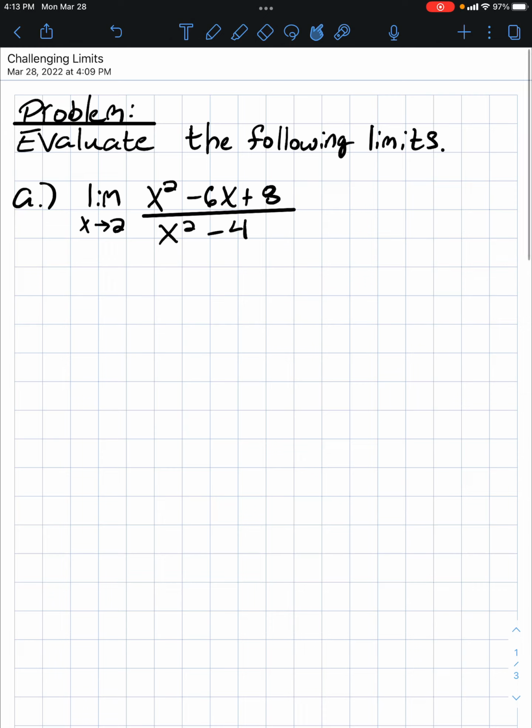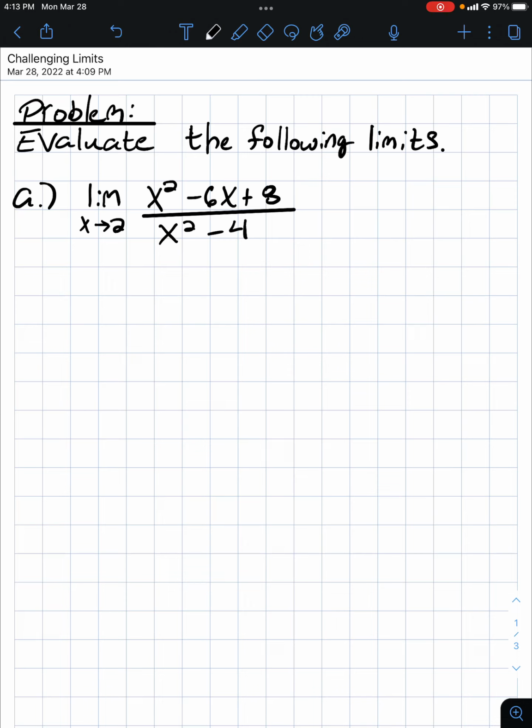Welcome back. Hopefully you were able to solve this problem. Now let's work on it together. So for part A, can we use direct substitution to solve this problem? Well, let's check our denominator. If it does not equal 0, we're good to go. We plug in 2 in our denominator, we get 4 minus 4, or 0. Oh, we have a problem. It's undefined. However, is there another way to solve this limit?